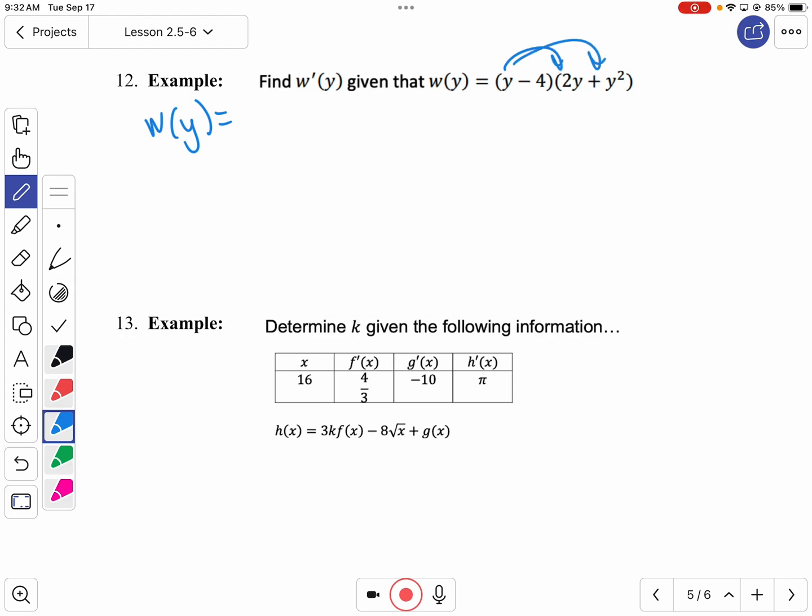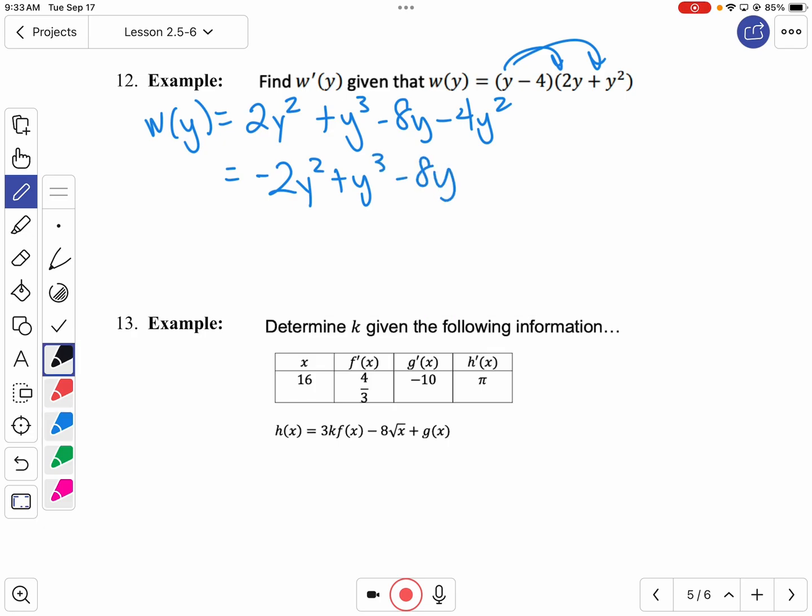So let's distribute, combine all of our terms. It's going to give me 2y squared plus y cubed minus 8y minus 4y squared. Simplify that a little bit. That's going to give me negative 2y squared plus y cubed minus 8y. Now we're ready to take a derivative. So W prime of y: negative 4y plus 3y squared minus 8.